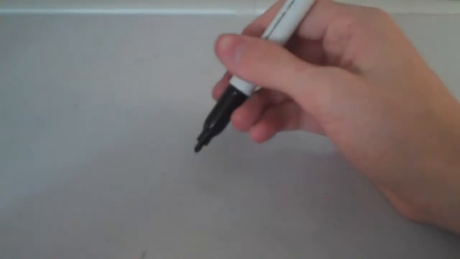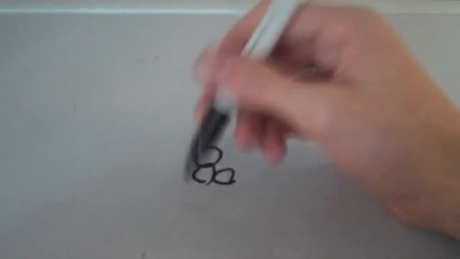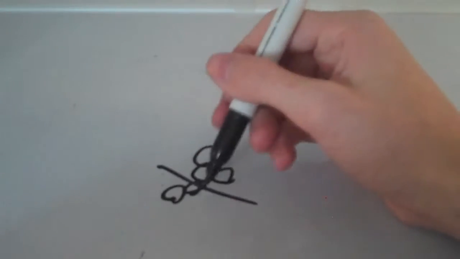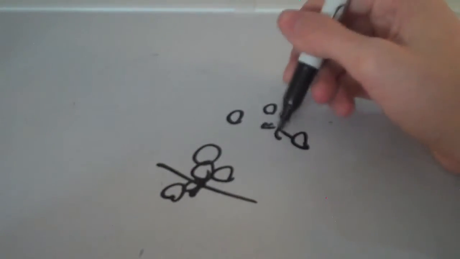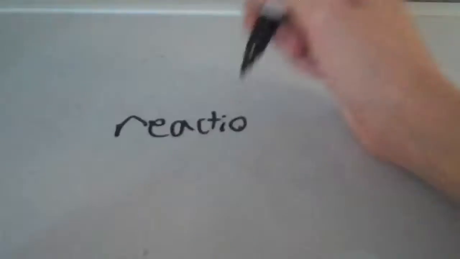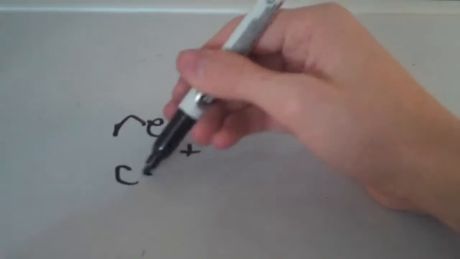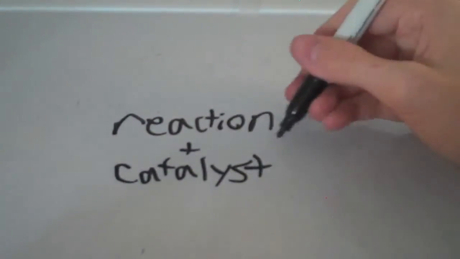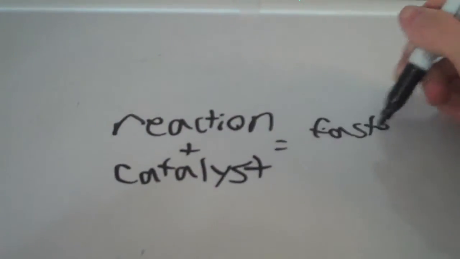We also want to cover the terms catabolism and anabolism. Catabolism is the process of breaking down organic molecules, while anabolism is the action of building them up. We also want to know what a catalyst is. A catalyst is a chemical that can speed up the rate of a chemical reaction.